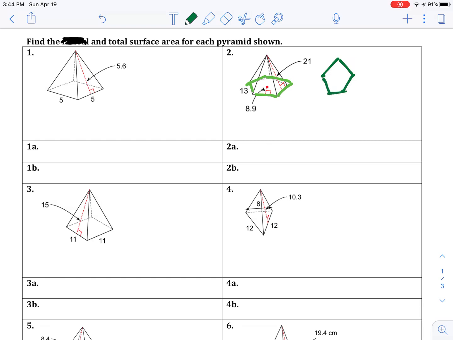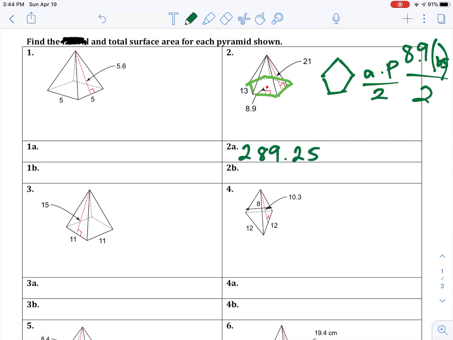The area of a pentagon is the apothem times the perimeter divided by 2. So if we're going to do that, we're going to take 8.9 times the perimeter, which, if it's got 5 sides, is 13 times 5, which is 65. So if we take 8.9 times 65, all divided by 2, we get 289.25. It doesn't have a label, but that is the pentagon.